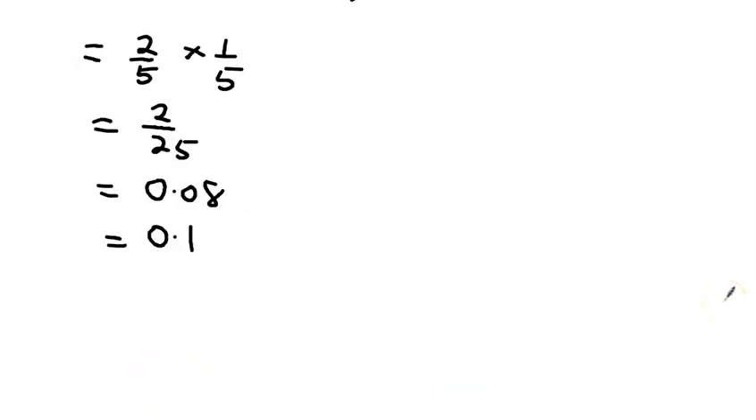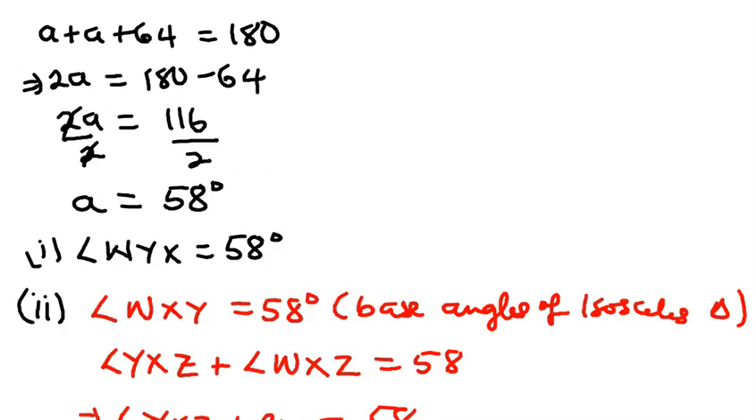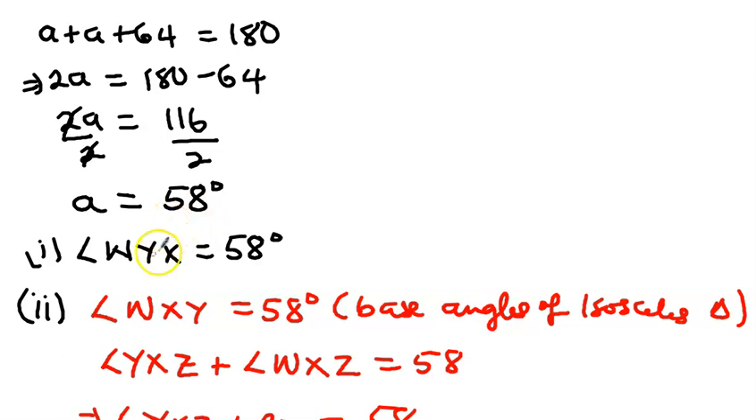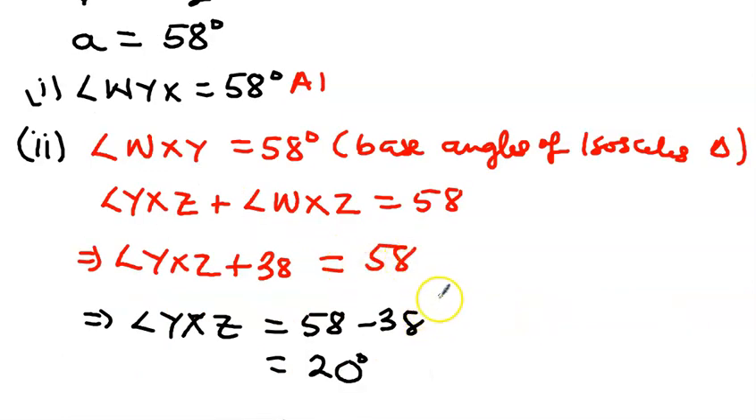Okay, so let's go to the marking scheme, how the marks were allocated. According to the scheme, if a candidate is able to find the 64, we have B1. So in finding angle WYX is M1, and the final answer 58 is A1. So in finding the angle, we have M1, and then the final answer is A1.